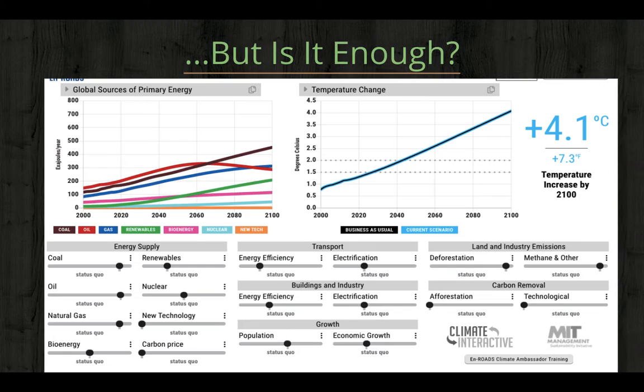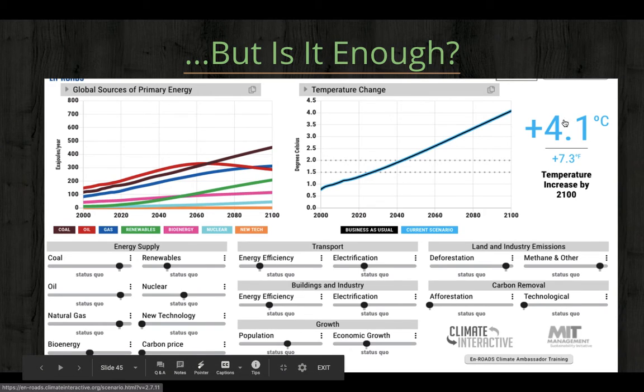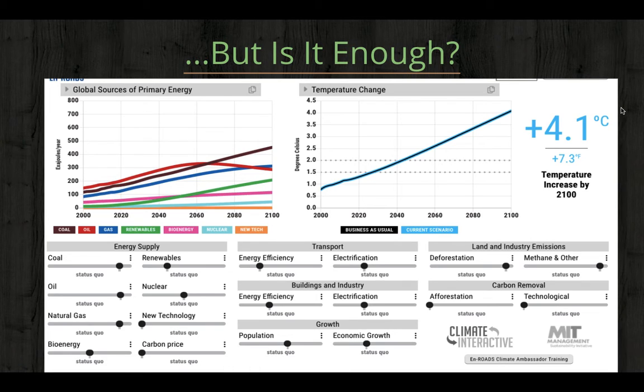Of course, the question is going to be whether it's enough. So this is the last part of the case study where you can manipulate some variables to see how you can get to the 2 degree change or maybe 2.5 degree change by 2100. What would you have to do to change it? How much would we have to change as a society?